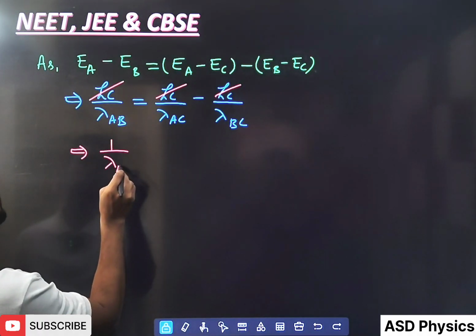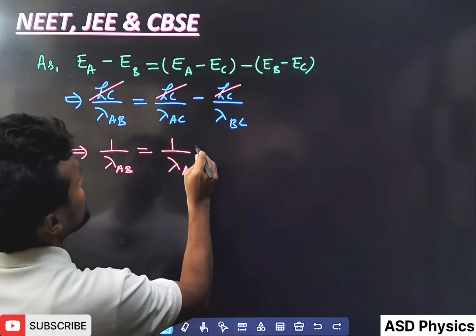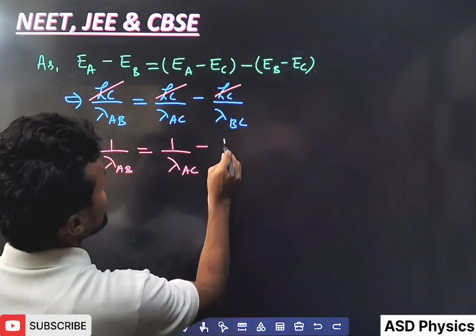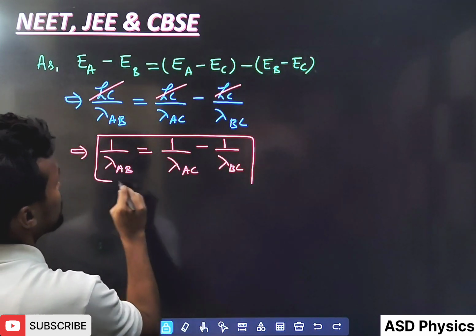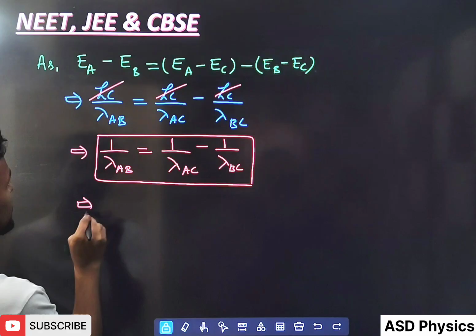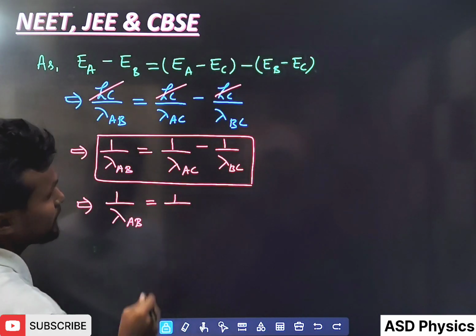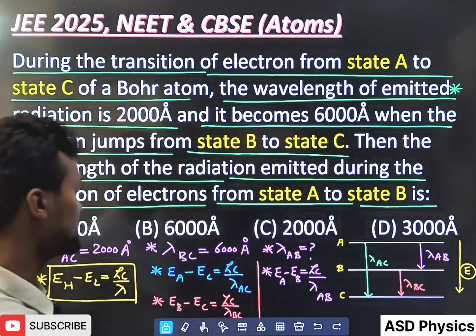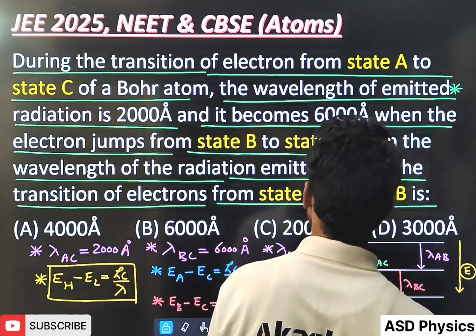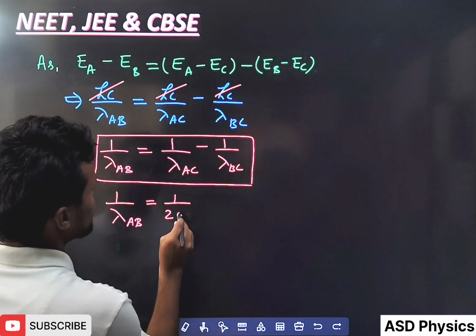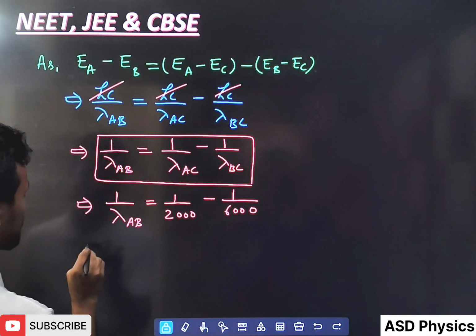Whenever this kind of question comes, we will always try to use some common sense and make an equation so that we can get the answer. If we got this equation, that means our problem is solved. So now we can write 1 by lambda AB, which we have to calculate, is equal to 1 by lambda AC minus 1 by lambda BC. Lambda AC is 2000, lambda BC is 6000. We'll put the values in angstrom only. So this is 1 by 2000 minus 1 by 6000 angstrom.